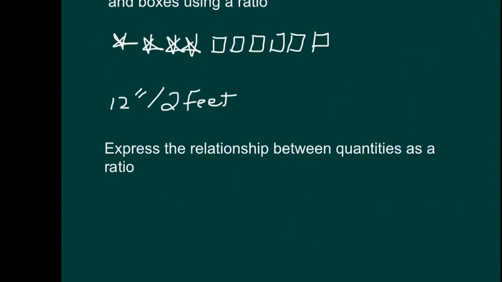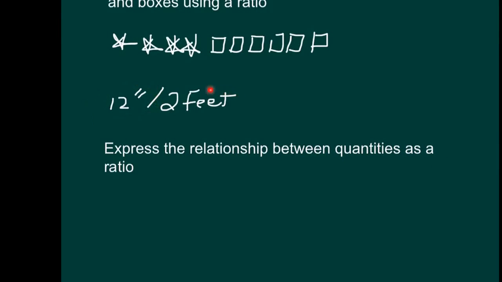Okay, so for your first little homework question here, kindly express the relationship between quantities of stars and quantities of boxes using a ratio, and of course always in fully simplified form. Secondly, can you express the relationship between these quantities, 12 inches per 2 feet, as a ratio? Remember, you might want to review your notes from earlier in this video about what exactly a ratio consists of, so that you can get 100% correct answers.